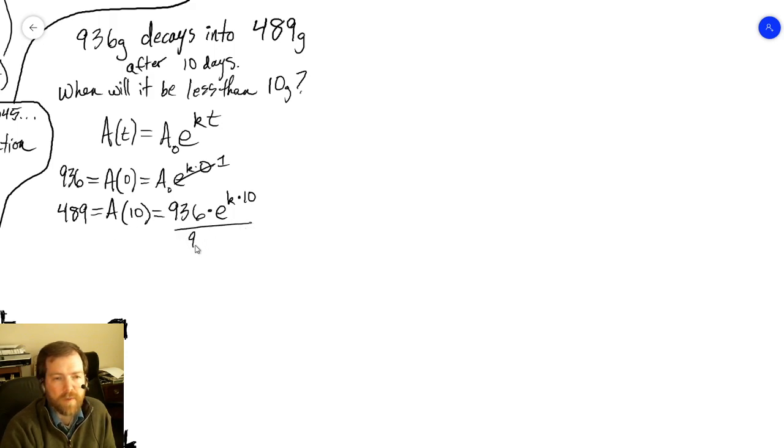All right, we're going to divide by 936 onto the other side, which technically you shouldn't have a triple equation like this, but that's fine. As long as you're doing it to all of the pieces, we're good. So this is e to the 10k is going to be equal to 489 divided by 936. Let's move that over there.